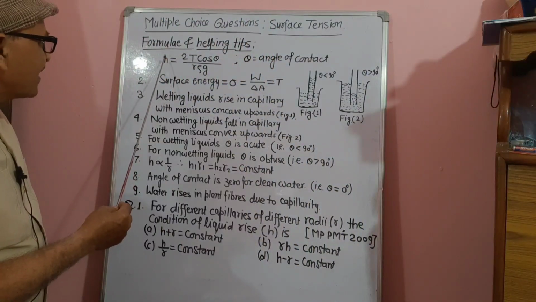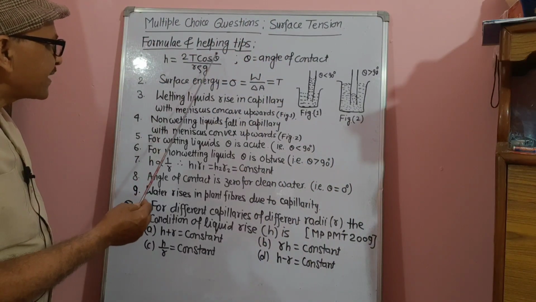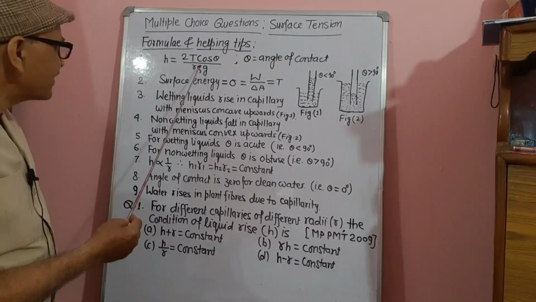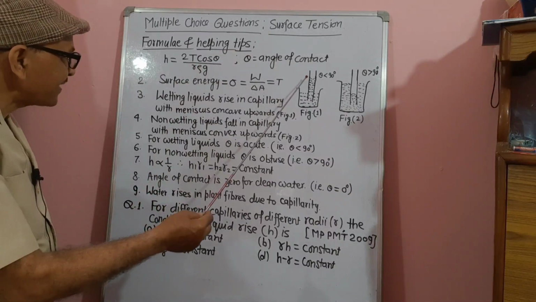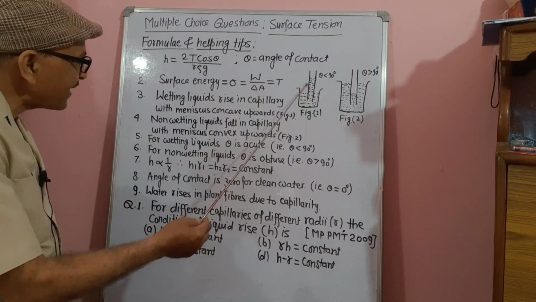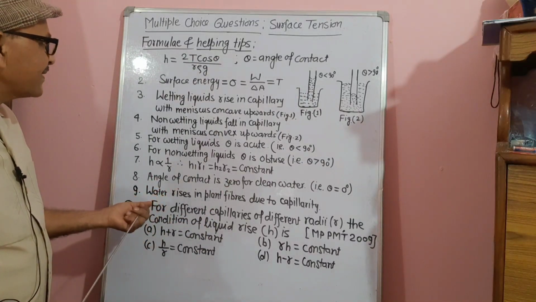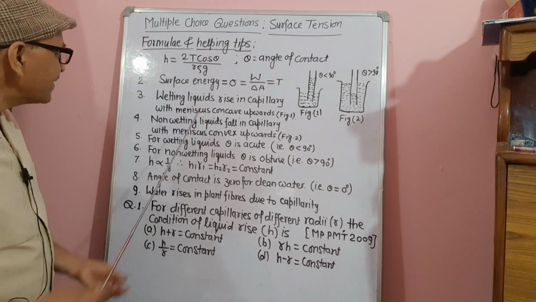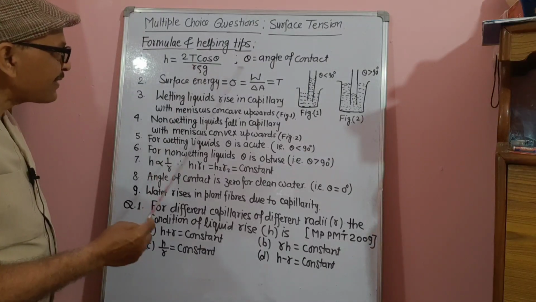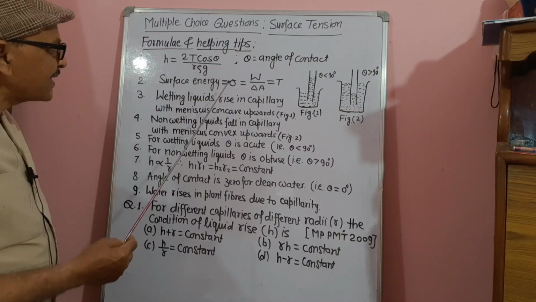From Ascent formula, h is equal to 2T cos theta upon r rho g, where h is the rise height of liquid in the capillary, T is surface tension, theta is angle of contact of liquid, r is radius of capillary, rho is the density of liquid.